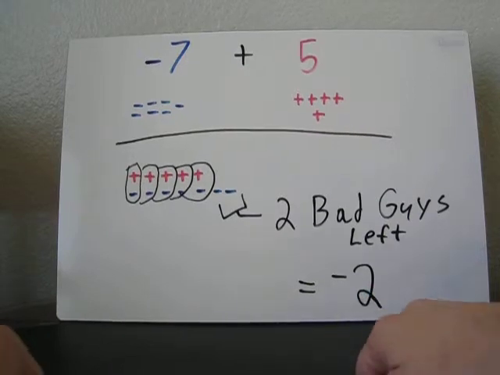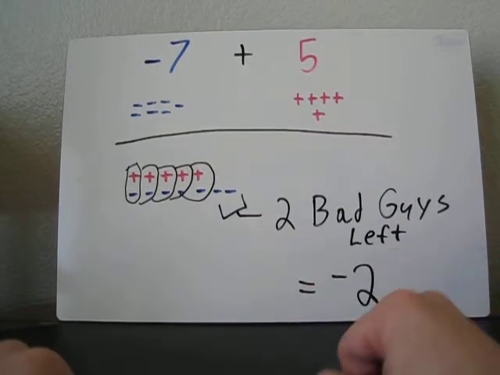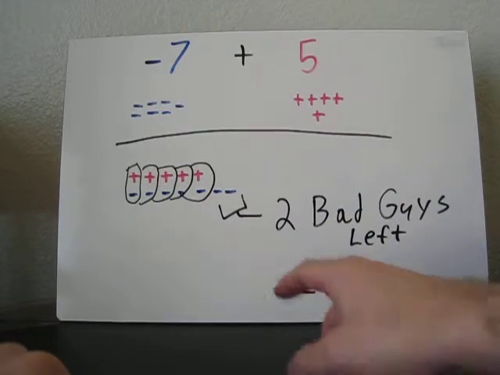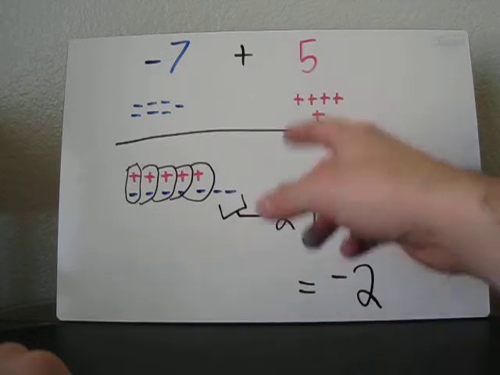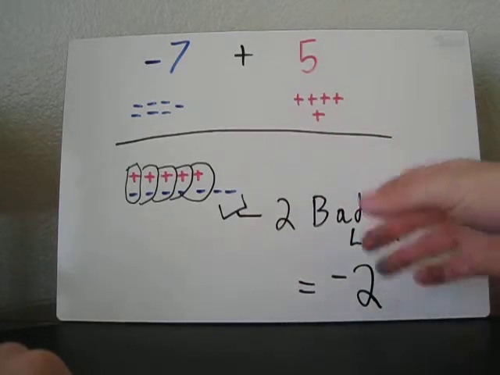Now we're going to talk about 0 pairs, which is the next step in this. That makes it a little bit easier, so you don't have to draw 5 positives and 5 negatives and circle them, because it makes it nice and neat.